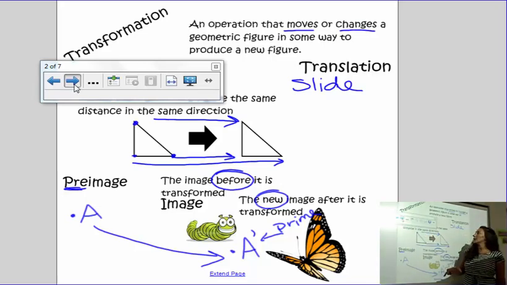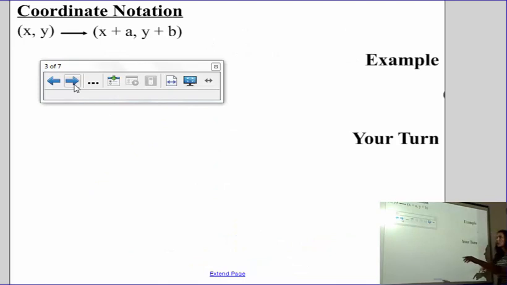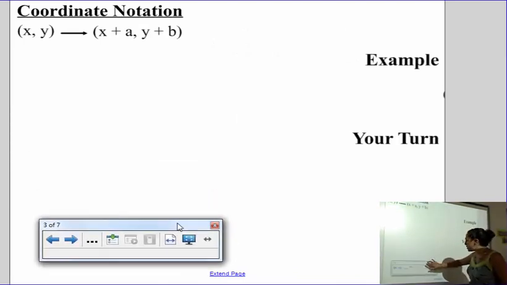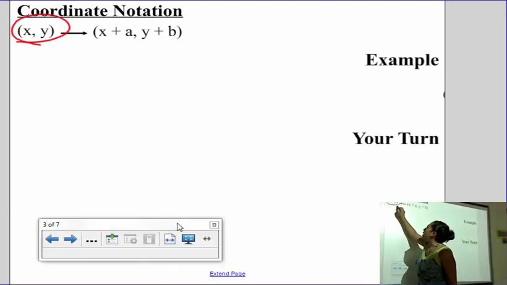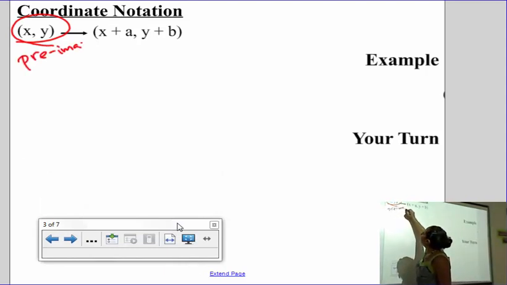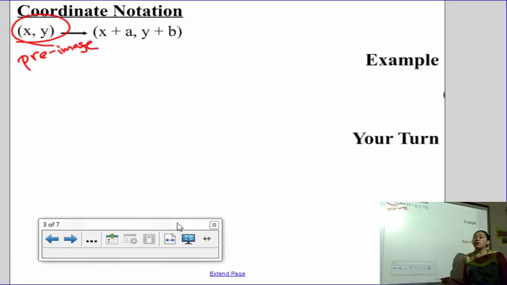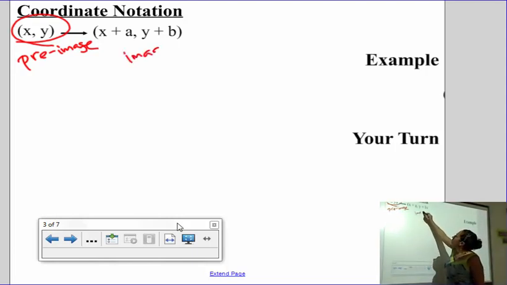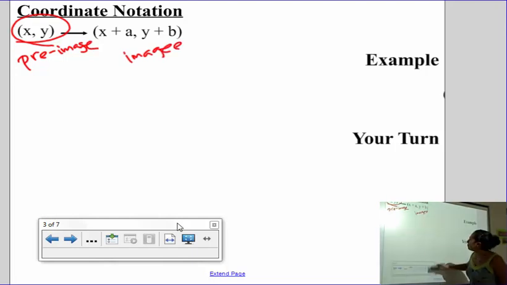All right, Ms. Hurst is going to talk about coordinate notation. So for coordinate notation, notice we have up here our ordered pair x, y. That's where we're starting. That is our pre-image. Now, we're going to translate this on the graph, and we're going to get to our new image by doing whatever it says in the parentheses. For instance, we're going to add something to the x value, we're going to add something to the y value, and those could be pluses or minuses, so just pay attention to what's happening.